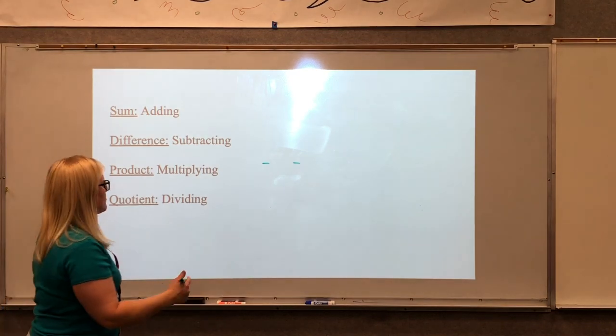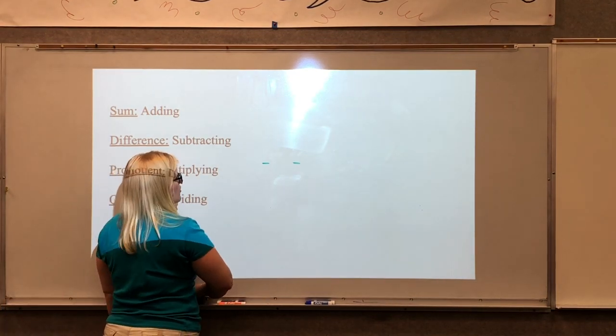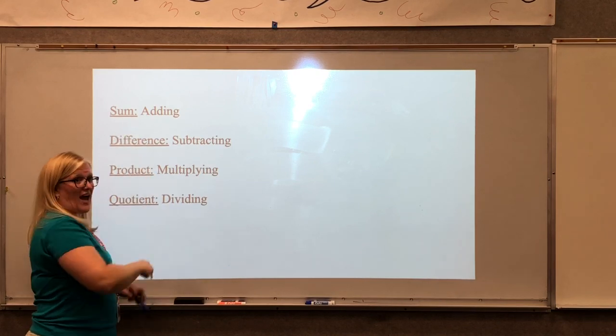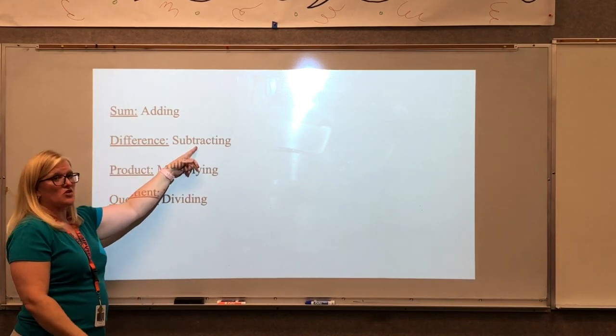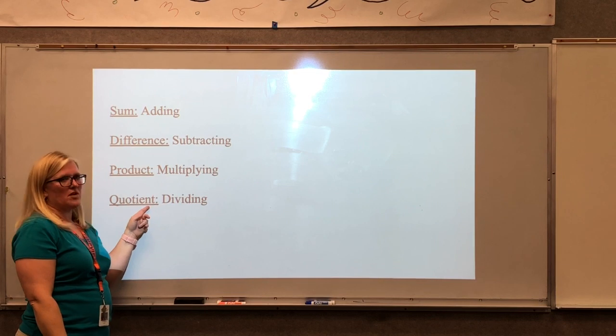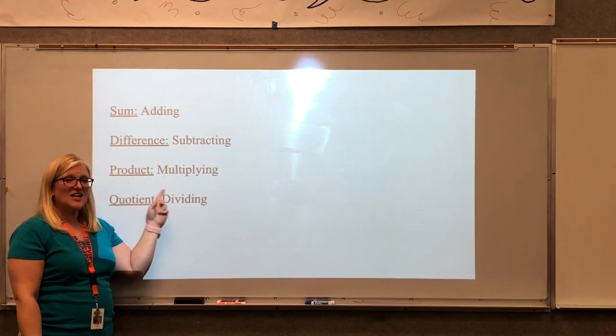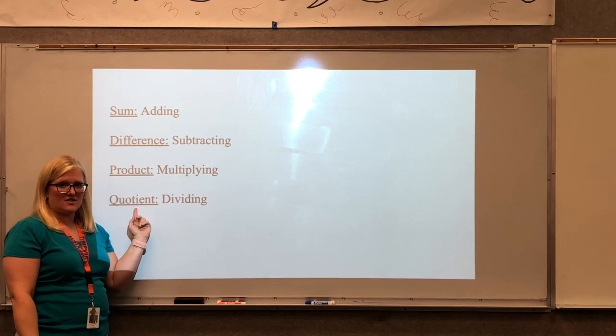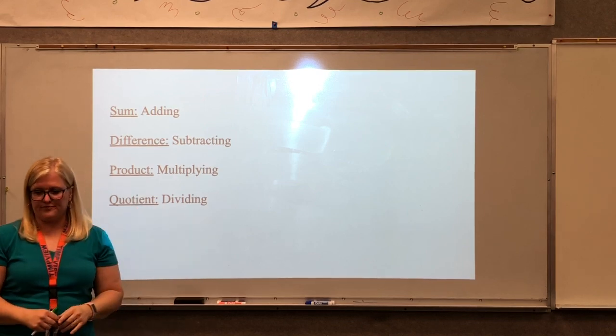Okay, and this, of course, is just to help you remember, when they're talking about a sum, you're adding. The difference is subtracting. These are the two, I think, that get people confused. The product is when you're multiplying, and a quotient is when you're dividing.